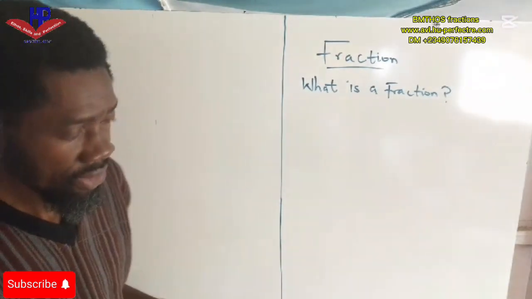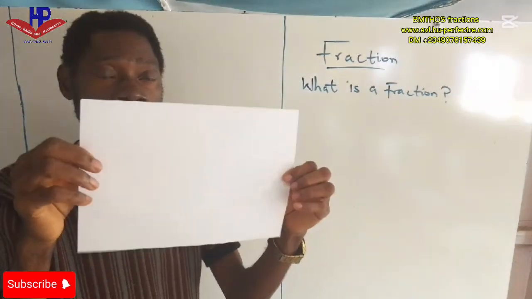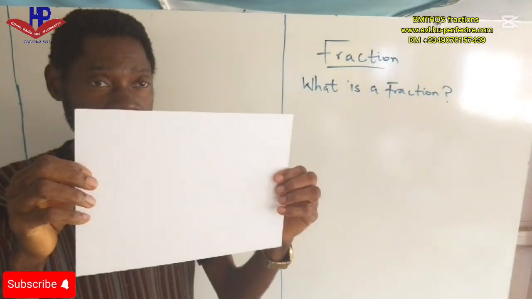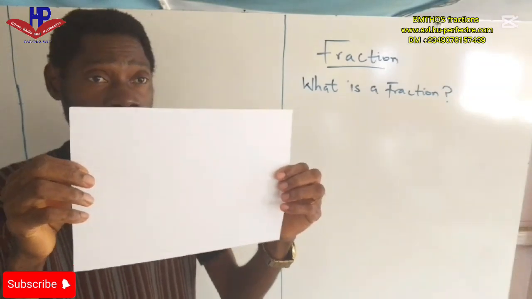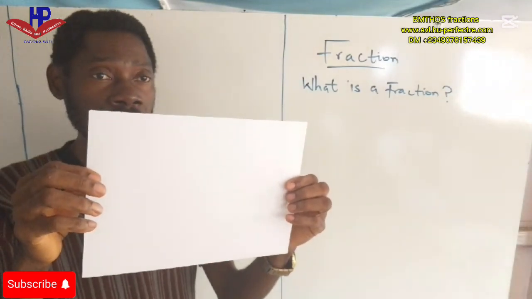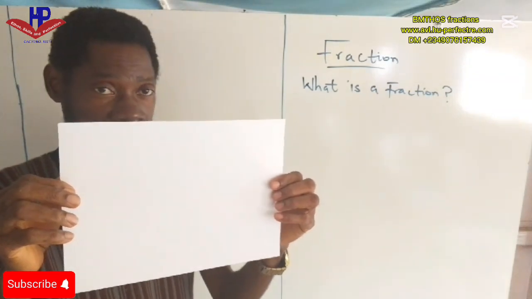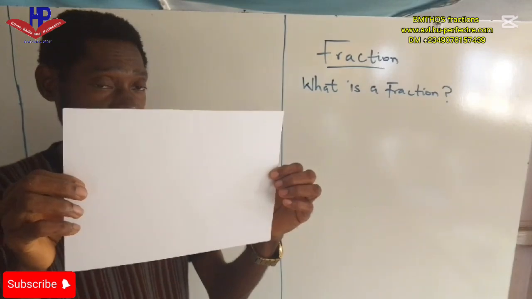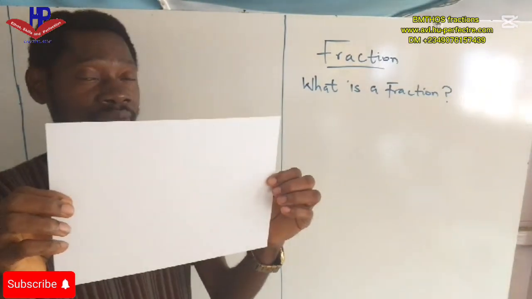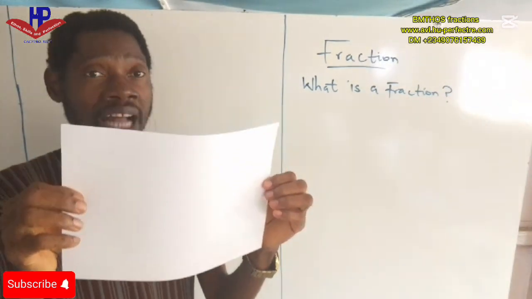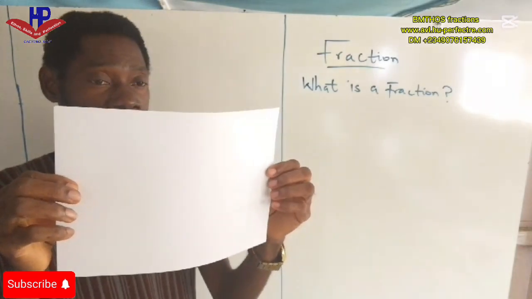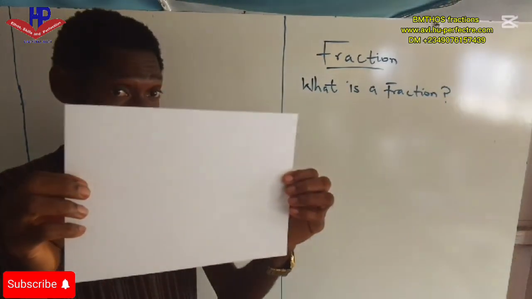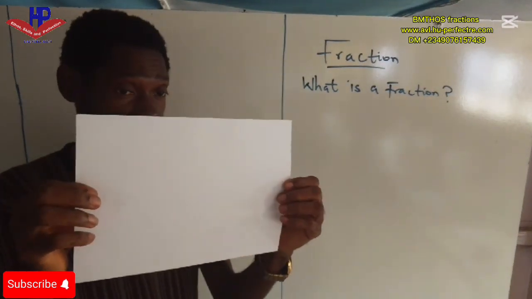This is a whole, for example. This is a complete shape. It's called a whole shape. So this is not a fraction. But I said a fraction is a number that is a part of a whole. So let's see if you understand that better with this shape. This is a whole shape.